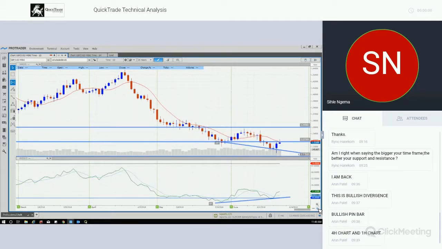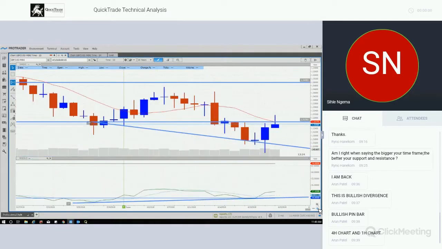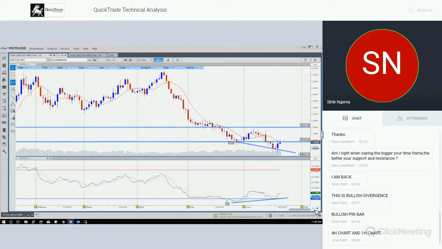So in my view, right now, we need to wait for a cross above either 1.33 or 1.32769 to get some longs on the British pound against the US dollar. Any questions, guys? Is there anything that's confusing you there? Do you have more questions to ask on the pound?